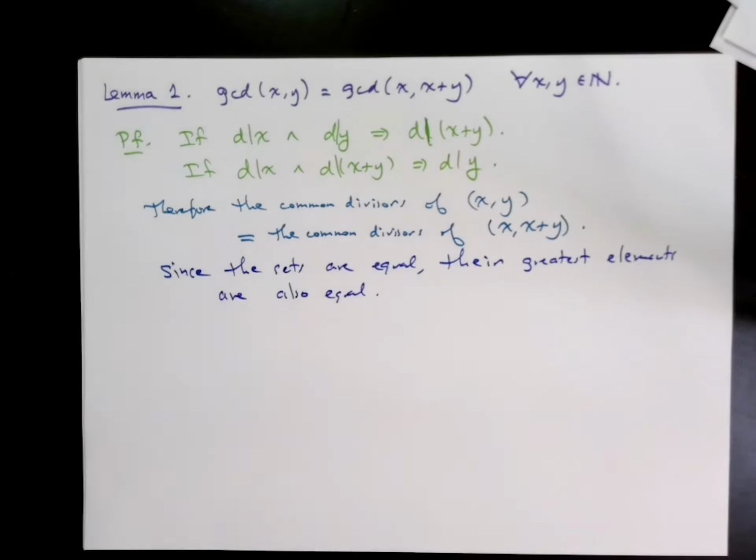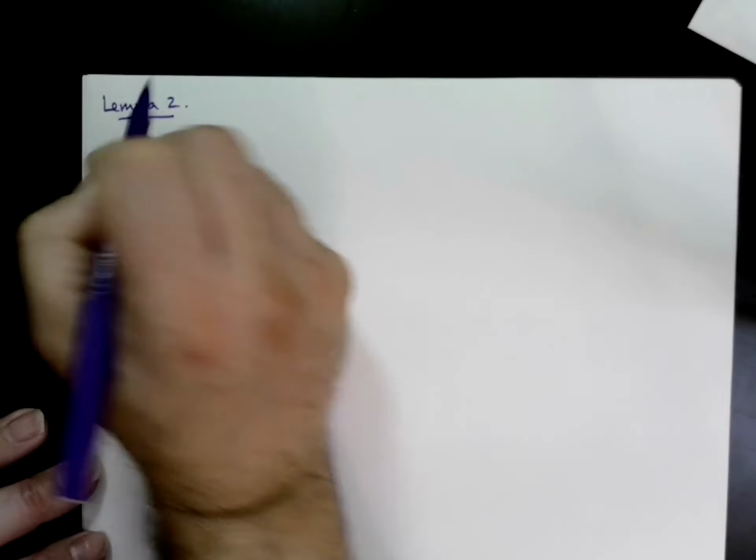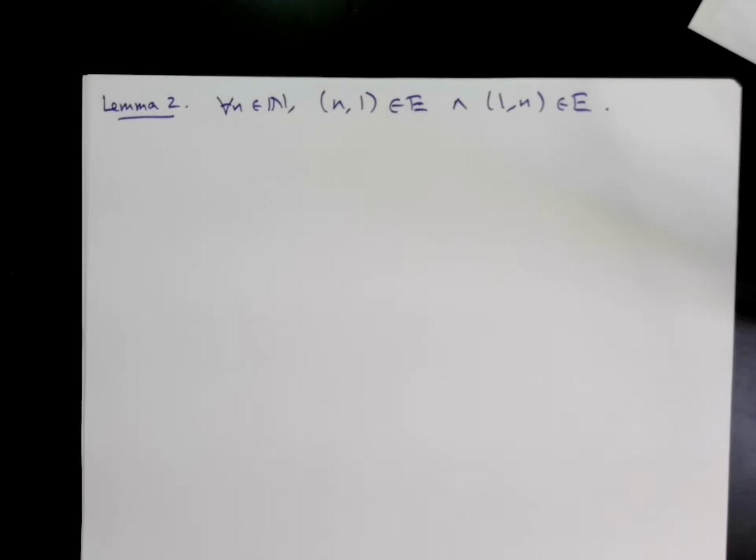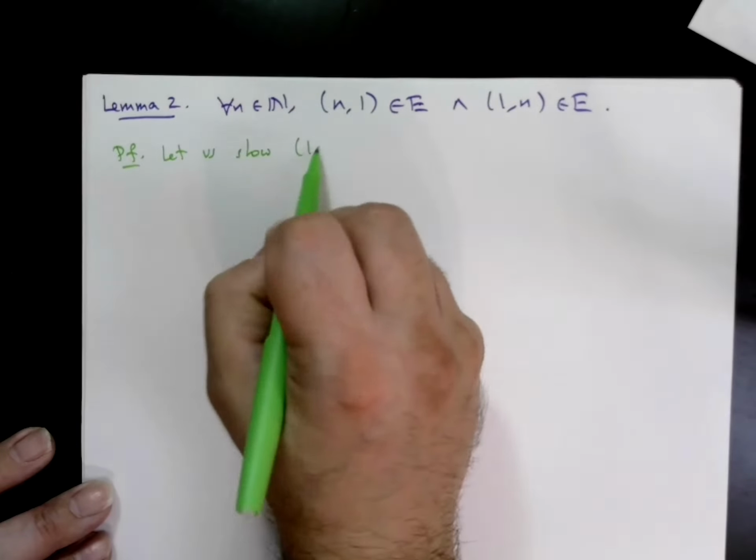Lemma 2. For all n in the naturals, (1, n) and (n, 1) are both in E.